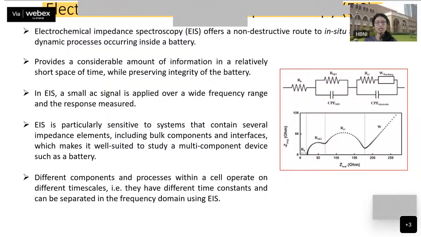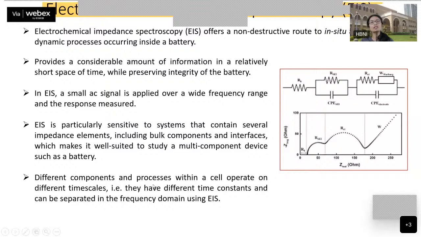So this provides a lot of information in a relatively short space of time while preserving the integrity of the battery. You need not open the battery and then test what has happened. And in EIS, what do you do? A small alternating current signal is applied over a very wide frequency range and you measure the response of the battery. EIS is particularly sensitive to systems that contain several impedance elements, including bulk components and interfaces, which makes it well suited to study a multi-component device, which is a battery.